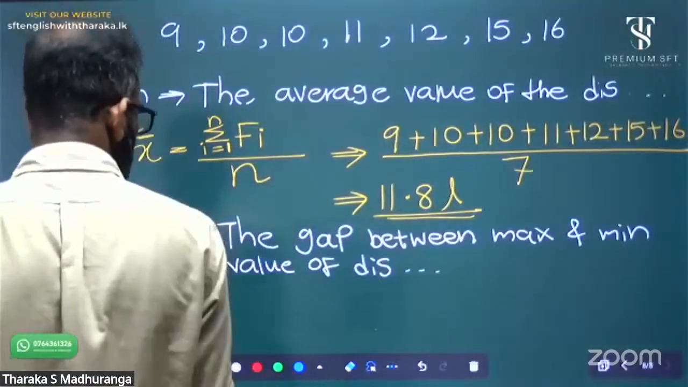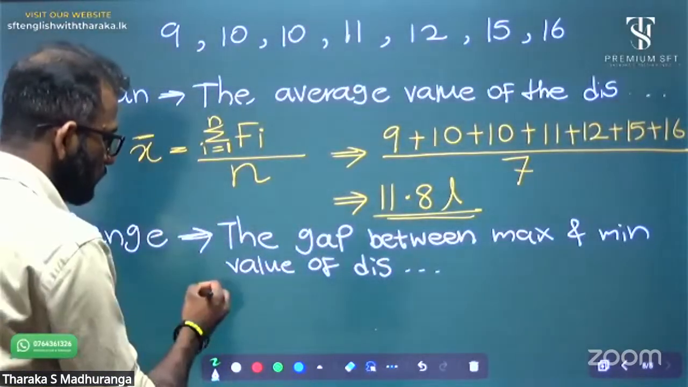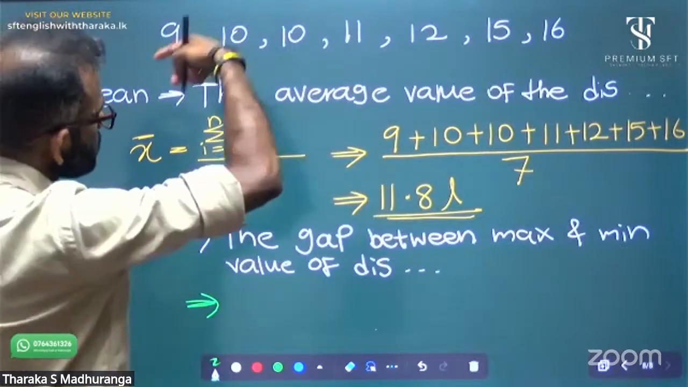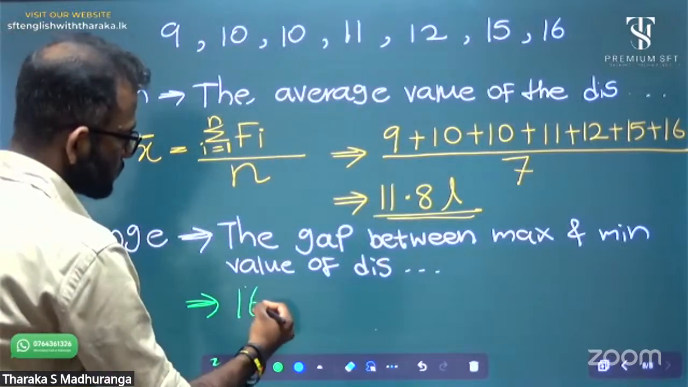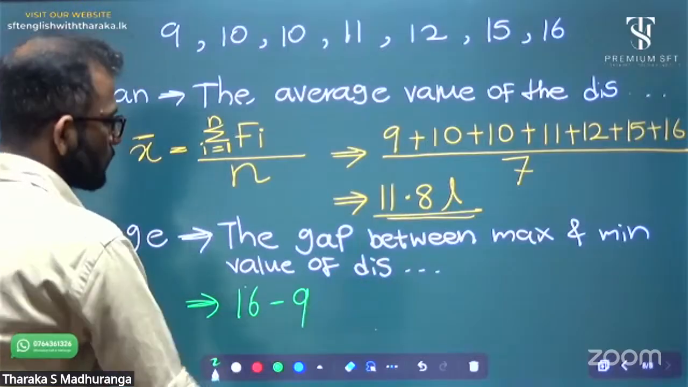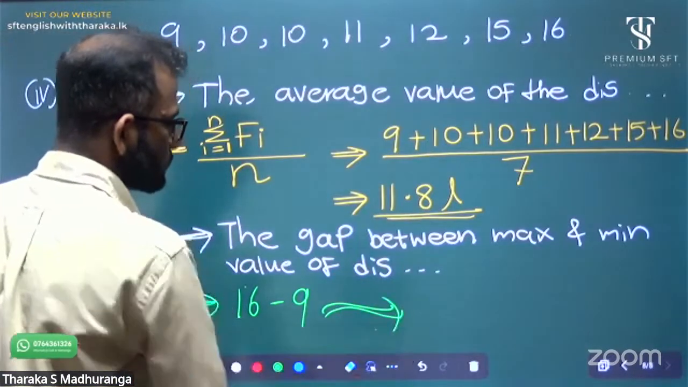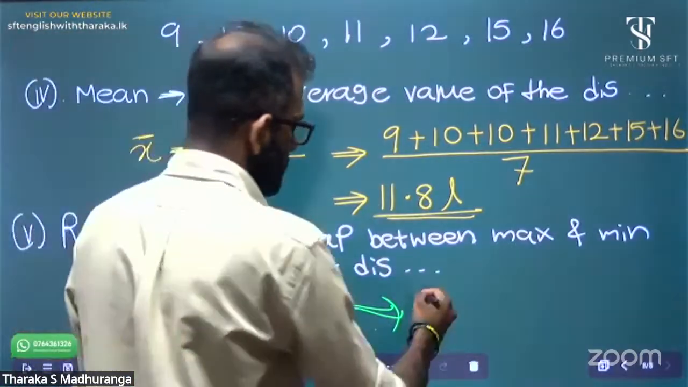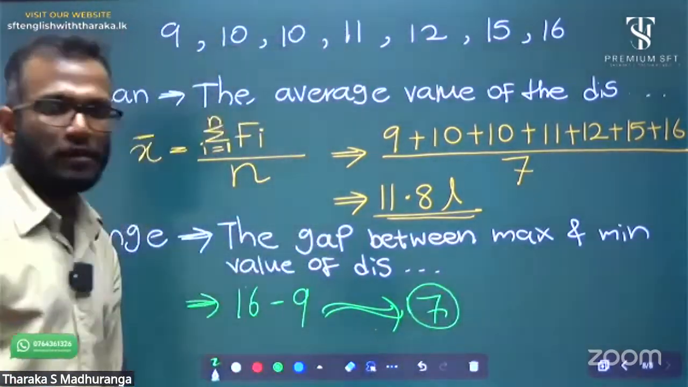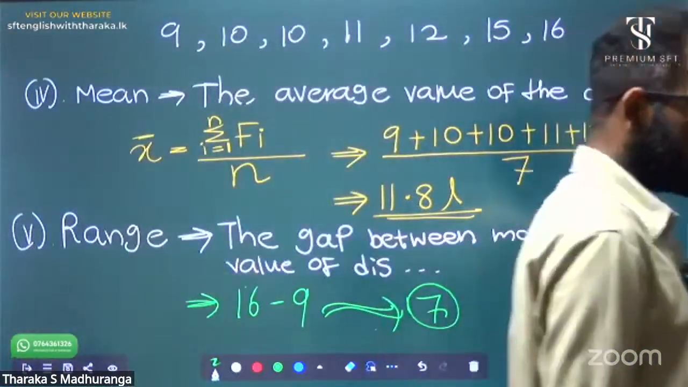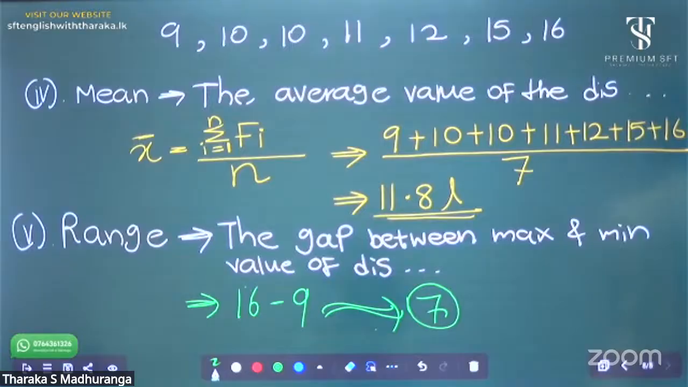Okay, what's the range? Then make a range here. 16 minus 9. What's the value? 7. 7 is the range.